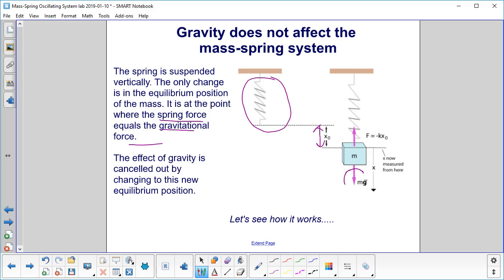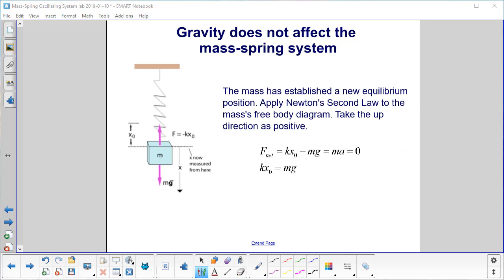So we have one force going down, mg, and the spring force is minus kx. And the minus just means you're in the opposite direction of its displacement. So we will now measure all our displacements from this point. We have a new equilibrium point, which is the only change here. So the effect of gravity is canceled out by changing to this new equilibrium position. Let's see what that means. We have a new equilibrium position because the mass has pulled the spring down.